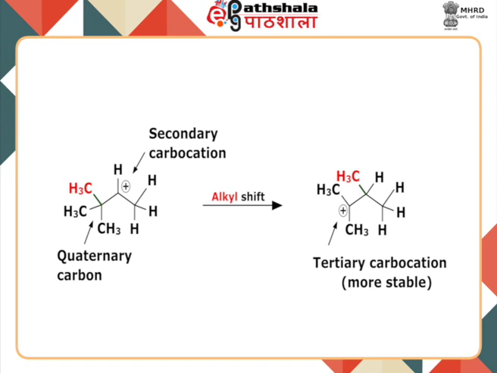So as you can see here, shown is the secondary carbocation at this position, and vicinal to it there is a quaternary carbon, and if this methyl shifts from this position to this position, then we will be getting a tertiary carbocation which is more stable. And notice that here it is the methyl shift, or in general an alkyl shift, which is taking place between the relative 1-2 positions. So it is the 1,2 alkyl shift.